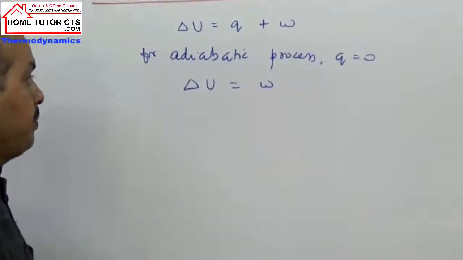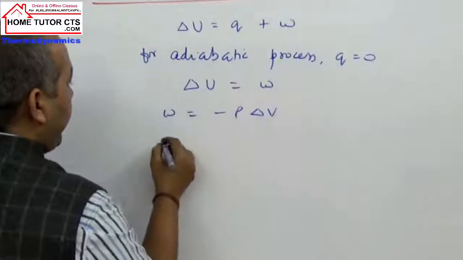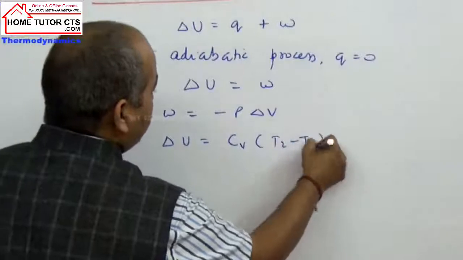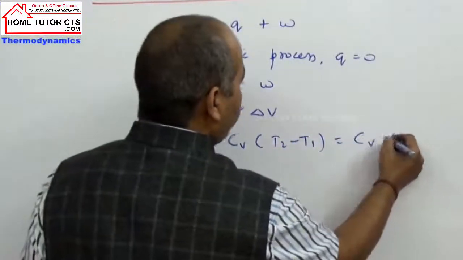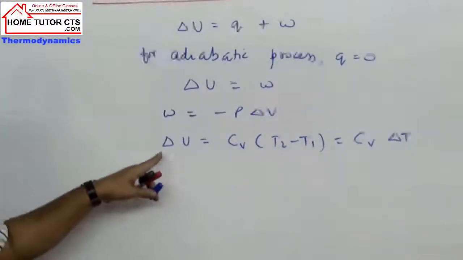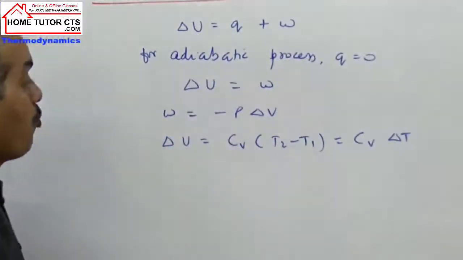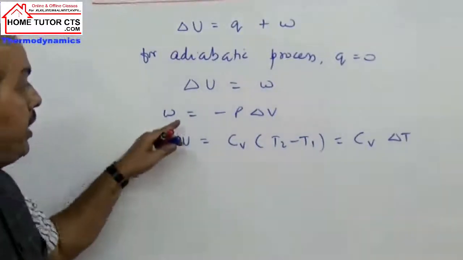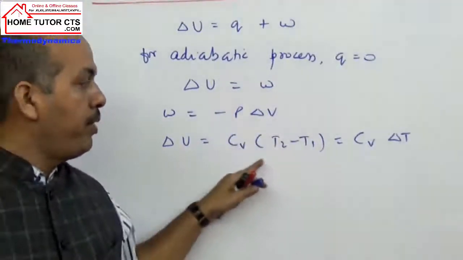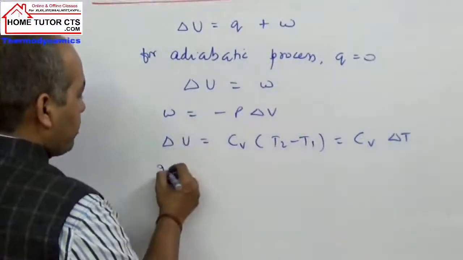If I take an expansion, work done is negative, so minus P delta V, and delta U can be taken as how much? CV delta T, T2 minus T1. We know this expression, so I can write delta U is CV delta T. Now in expansion the work done by the system is negative, so what happens? There is a fall in temperature. CV is not negative, there is a fall in temperature.